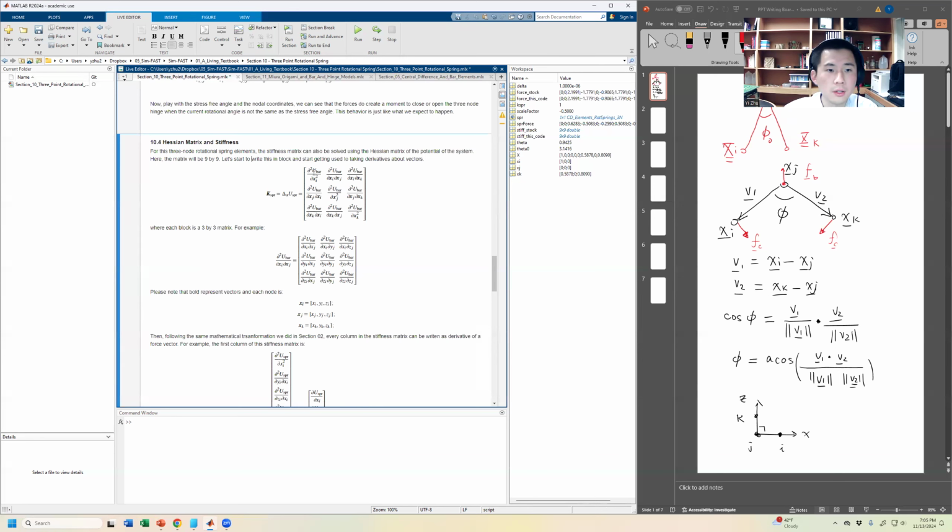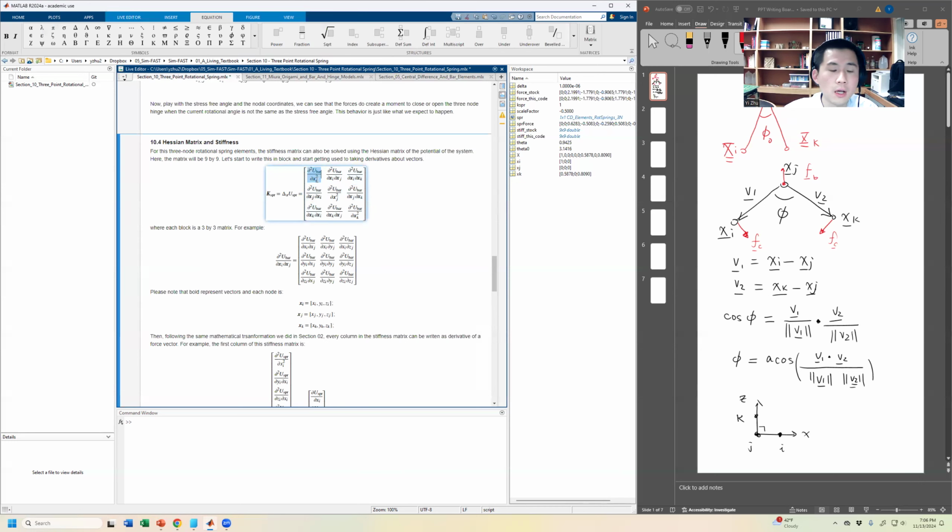And typically, we would prefer to use this matrix representation. So each one of these would be a 3 by 3 sub-stiffness matrix. That's a very easy way to organize the calculation, especially if we want to solve this analytically.